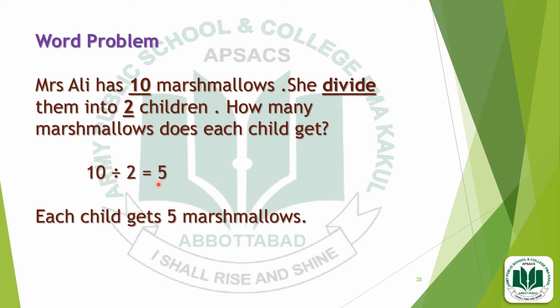So to solve the word problem, you have to read the problem carefully, then underline the numbers, then you have to identify what you have to do: add, plus, minus, divide or multiply. Then do the working, then write the statement and recheck your working. Recheck your working means if you are adding, add again. If you are subtracting, subtract again. And if you are multiplying, then read the table again. And for division also you have to read the table.